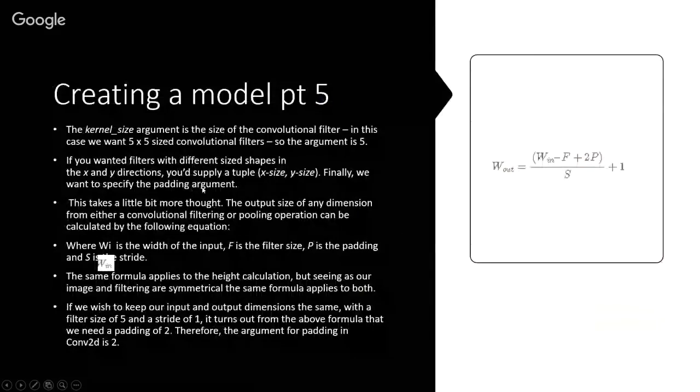If you want a filter with different sizes in the X and Y directions, you supply a tuple: X size, Y size. Finally, we need to specify the padding argument. This takes a little more thought. The output size of any dimension from either the convolutional filtering or pooling operation can be calculated by following the equation.